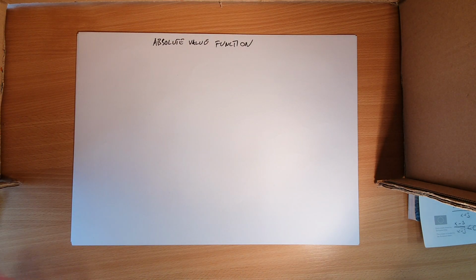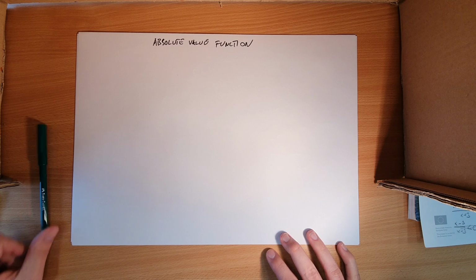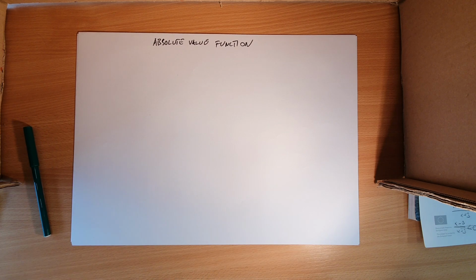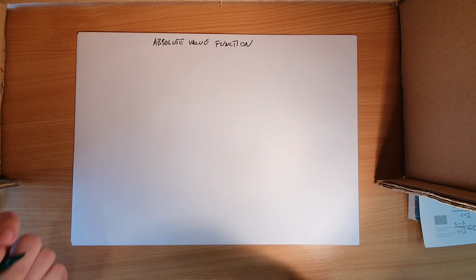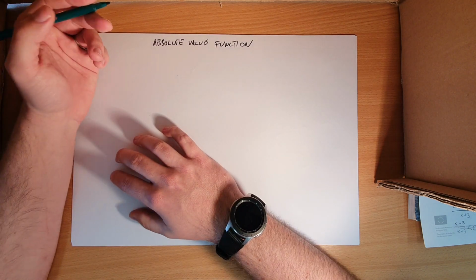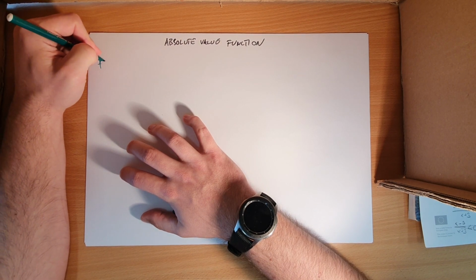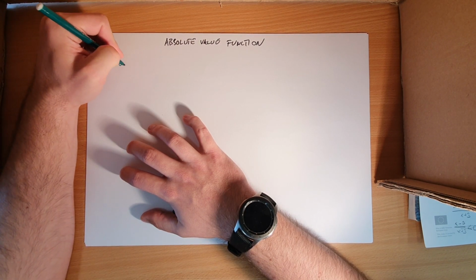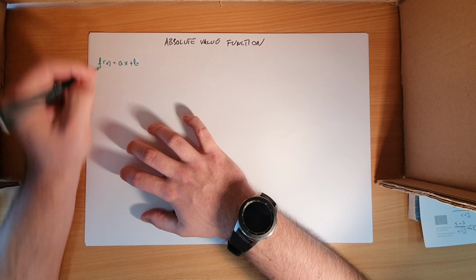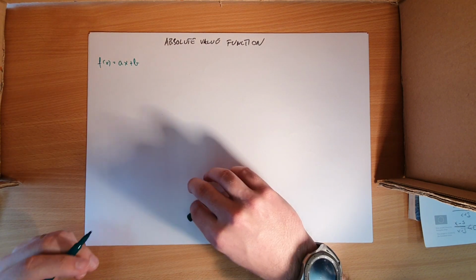Now, so far in mathematics, you have learned one function. And the one function that you did learn so far is the linear function. So let's start with that. So usually, let me just write down one linear function. So f of x equals ax plus b. This is the linear function that we learned.